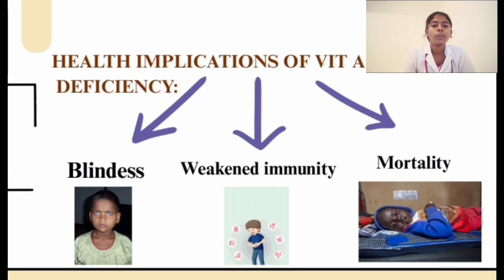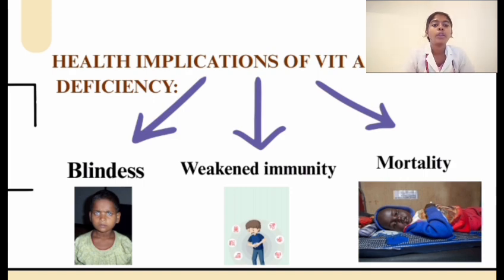Next, weakened immunity. Vitamin A helps our immune system fight against infections. Without it, the body becomes weak and more vulnerable to diseases like measles, diarrhea, and respiratory infections.